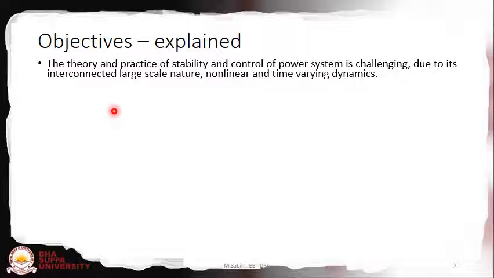So now it's better to further explain the objectives. The theory and practice of stability and control of power systems is challenging due to its interconnected large scale nature, and it continuously has many nonlinear components, and the dynamics is continuously varying, load is always changing. So we will see what comes from theory and how in practice it is implemented.